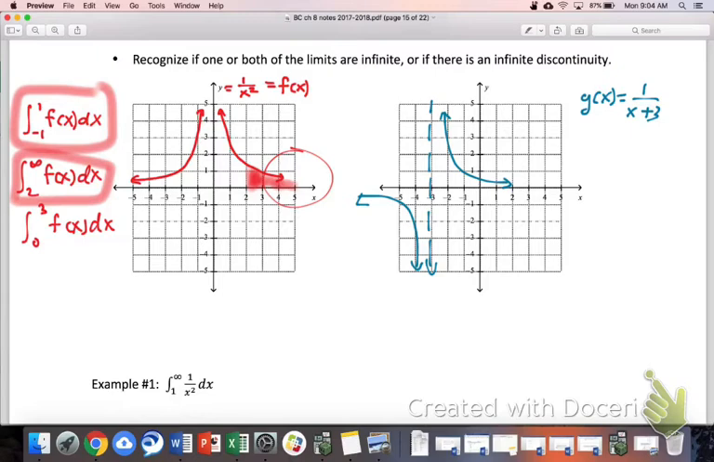So let me give you some examples here. If you had the following integrals, say integral from 0 to 2 of g of x dx, is that improper?